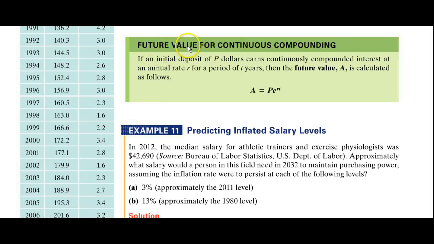So, future value for continuous compounding. Often this formula is used. And again, future value A is calculated by your principal times e, that value 2.78, something like that. It's in your calculator. Raised to the r, which is the rate, times the time.